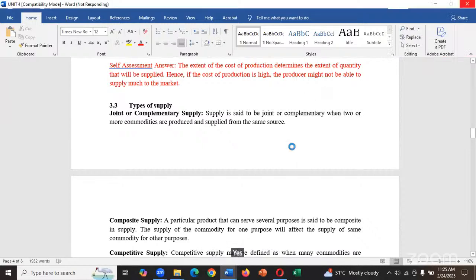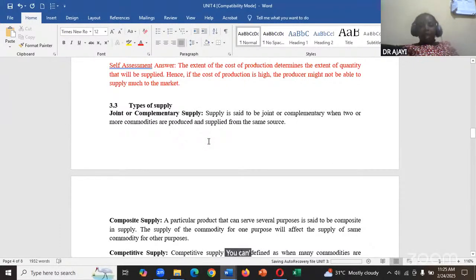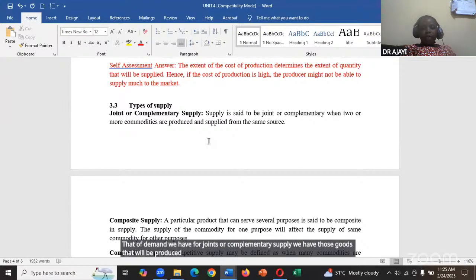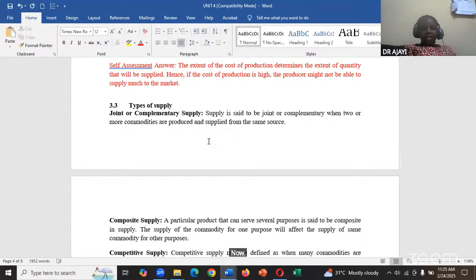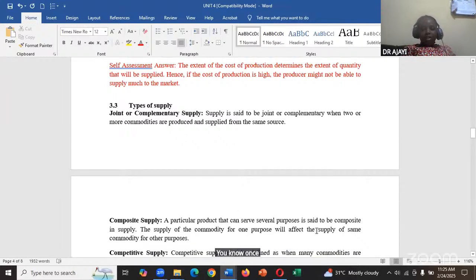Yes, ma'am. All right. So just like that of demand, we only limit this to only three types. That of supply, we have four. Joint or complementary supply: those goods that are to be produced or supplied together. Now, for composite, it simply means a particular product that can serve several purposes. Once you supply it, it can be used for anything. It can serve several purposes.